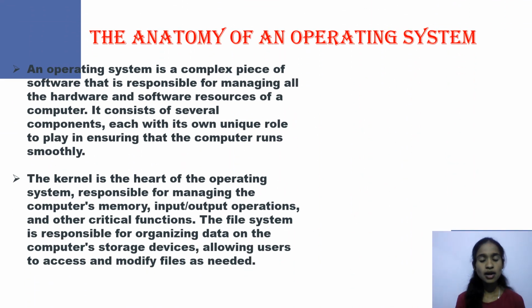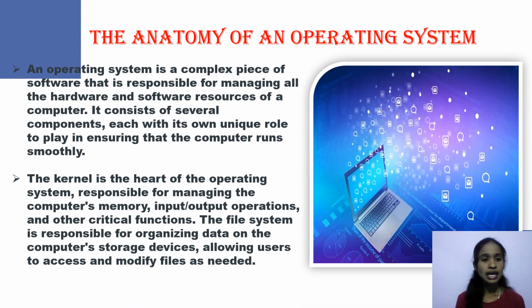The anatomy of an operating system. An operating system is a complex piece of software that is responsible for managing all the hardware and software resources of a computer. It consists of several components, each with its own unique role to play in ensuring that a computer runs smoothly.